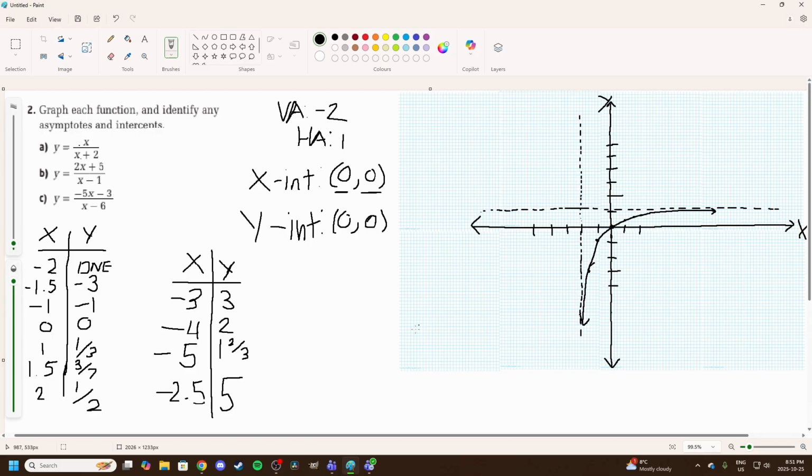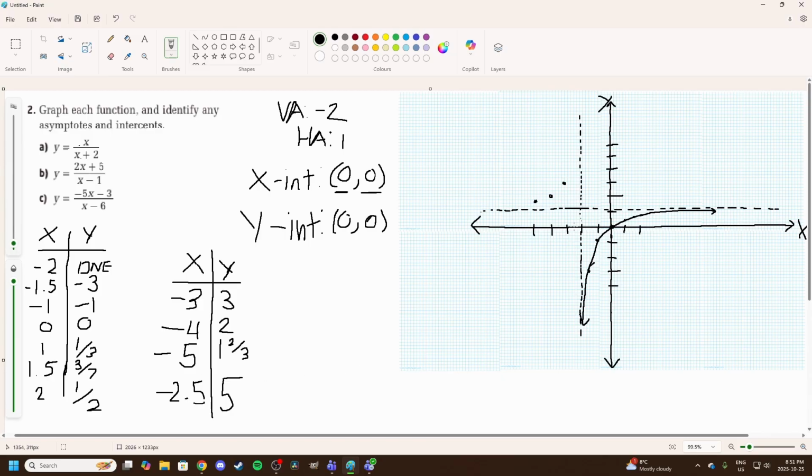Again, your graph doesn't have to be perfect as long as it still mostly contains the rough shape of it, right? And that's because we're graphing by hand, right? 1, 2, 3. That's -3. It's gonna go up 3. So 1, 2, 3. So that's around there. You have -4, which is 2. And then we have a -5, which is 1.66, right? That's around here. And then -2.5 is 5, right?